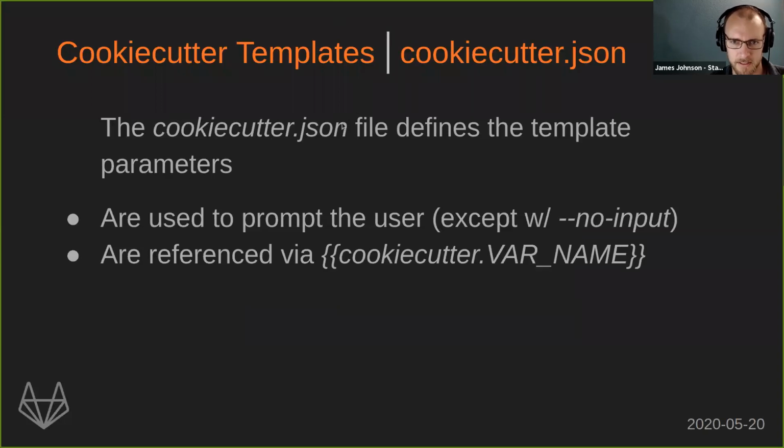Yeah, cookiecutter.json defines the template parameters. You can turn off prompting the user if you say --no-input, and that just uses the default values. And you can reference Cookiecutter template parameters anywhere throughout the generated project, in file names and file contents, using normal template syntax. It should look pretty familiar.